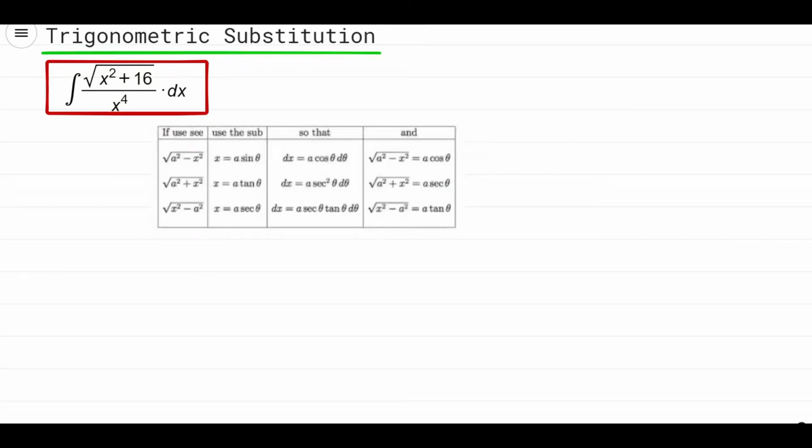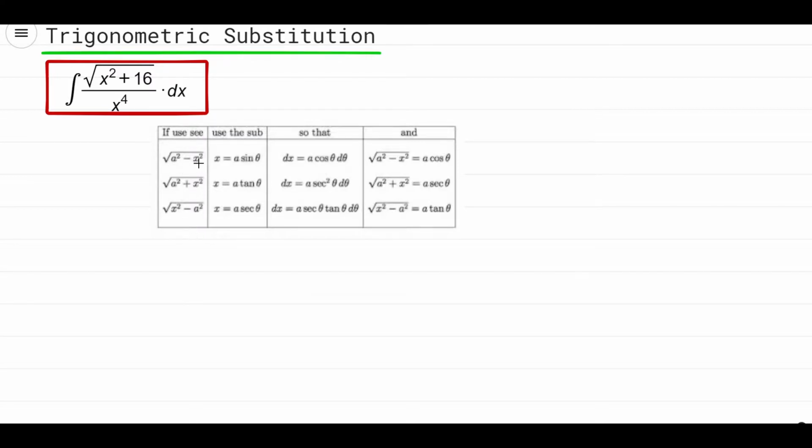So in this video, I'm going to go over how to apply trigonometric substitution, which is one of the common ways that you're going to be asked how to take an integral. In this case, we have (x squared plus 16) over x to the fourth power. And one thing I do want you to familiarize yourself with is this table that I have on here.